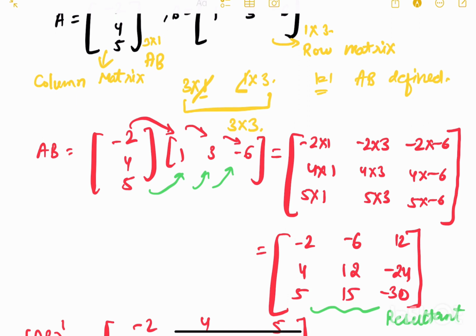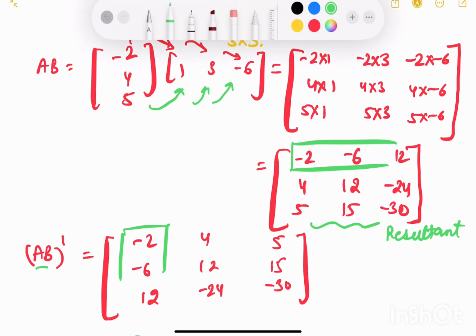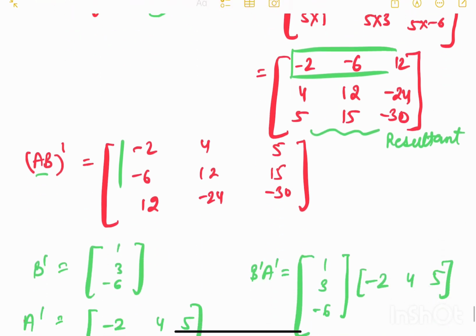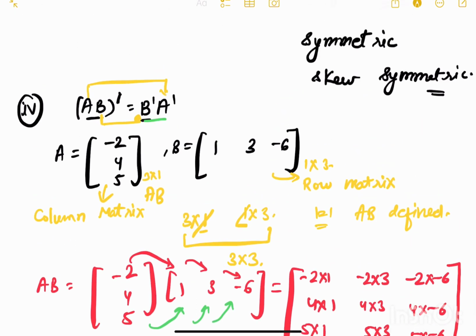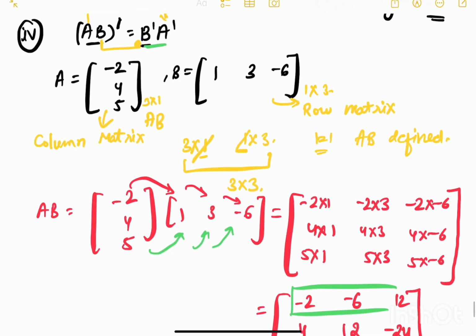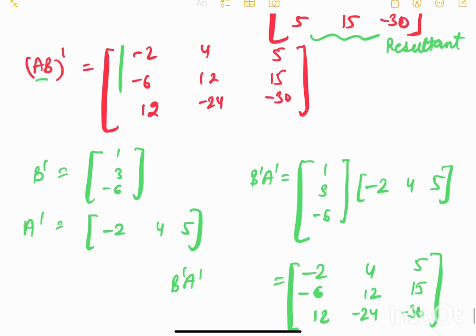Now our next agenda is to find the transpose of AB, and we know what we do: we simply turn each row into a column in my resultant matrix. So this is the resultant matrix which I get after I take the transpose. Now what we need to calculate is the product B dash and A dash. Now for B dash, my row matrix will become my column matrix, and my column matrix will become my row matrix. How? This is my B dash and A dash.